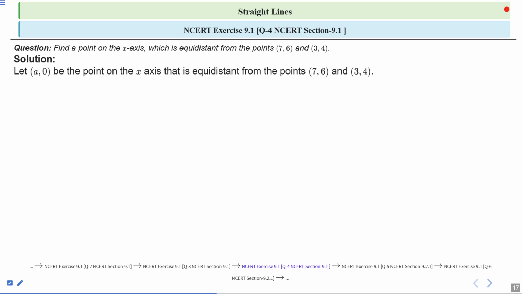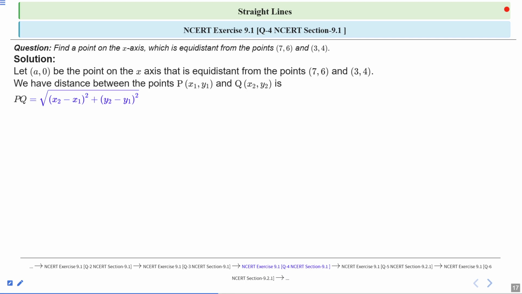Let (a, 0) be the point on the x-axis that is equidistant from the points (7, 6) and (3, 4). So first we suppose (a, 0) is the point on the x-axis, and this point is equidistant from the points (7, 6) and (3, 4).